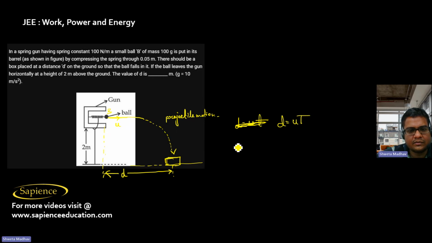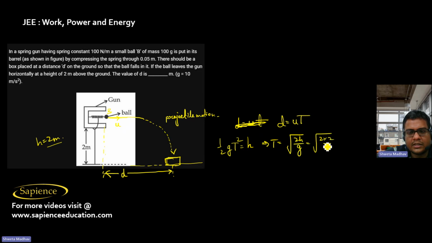Now the time of flight we have to find. So half g t square is equal to the height h, and height h is 2 meter above the ground. So t will be equal to root over 2h by g, which is root over 2 into 2 by 10, so root over 2 by 5 seconds.